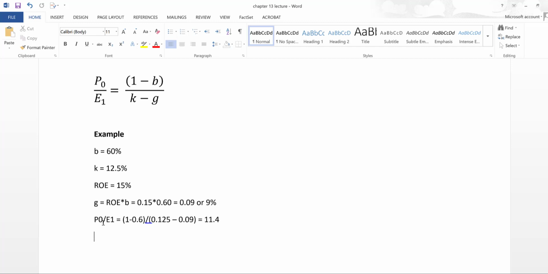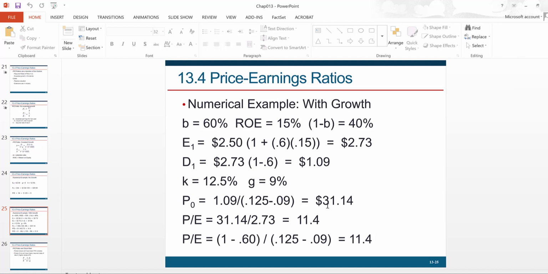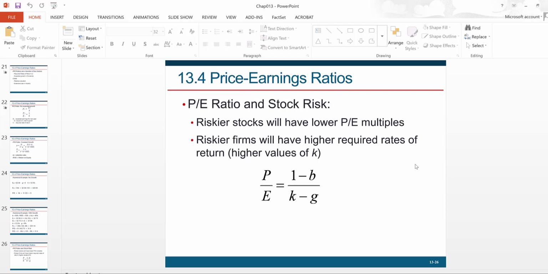It just depends on what information is given, and that would in turn determine what is the easiest approach to actually compute this P ratio, right? So that's basically the calculation that is being done here to arrive at this P ratio of 11.4, right? So this is with the constant growth assumption. All right, so we already talked about this.